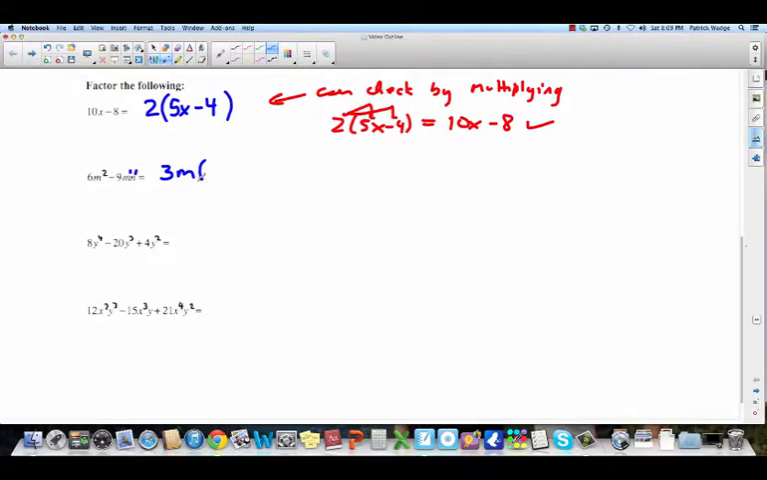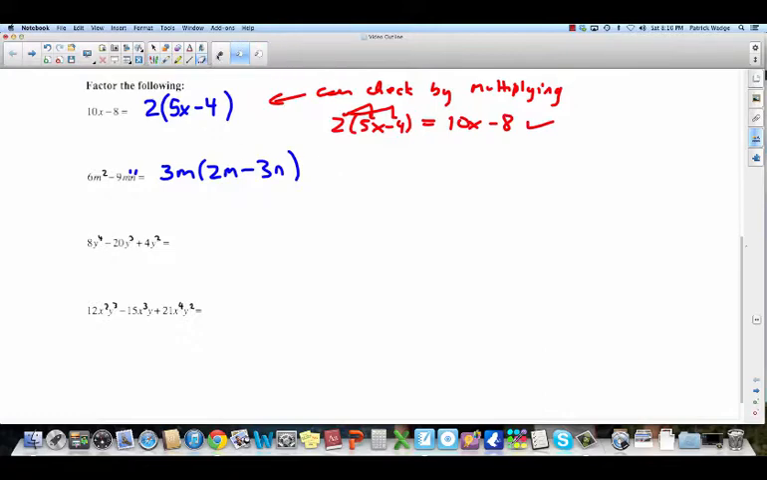So now you have a choice. You can either do my method, which is 3m times what equals 6m squared. 3m times 2m equals 6m squared. And then 3m times what equals 9mn. We have to make it negative 3, because 3 times negative 3 is negative 9. You already have an m. You only need 1. But you need another n. So you got to put an n in there.